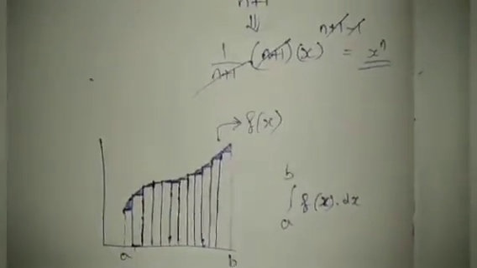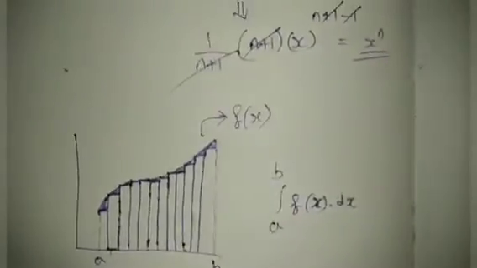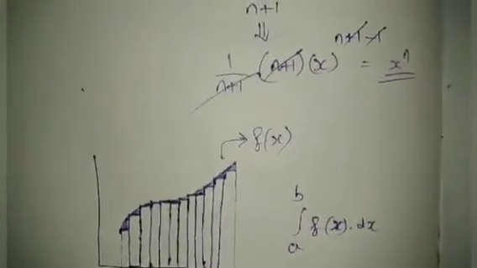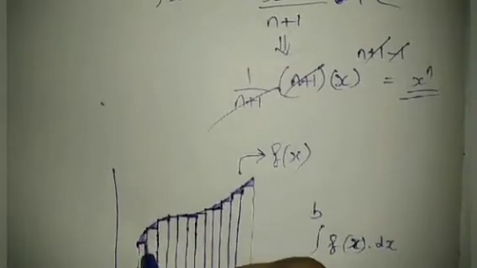Okay, so what happens here? For this only you have to consider the concept of limit. Okay, what you are doing, one rectangle you consider. Okay, for example, this rectangle you consider.